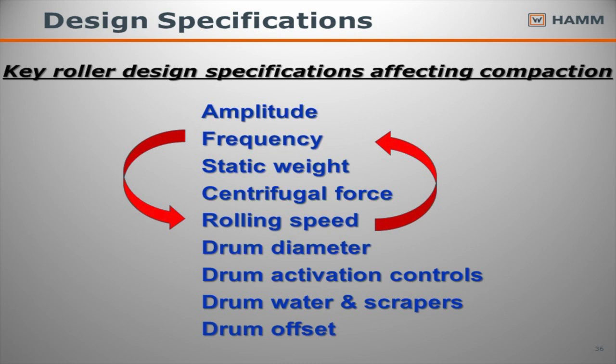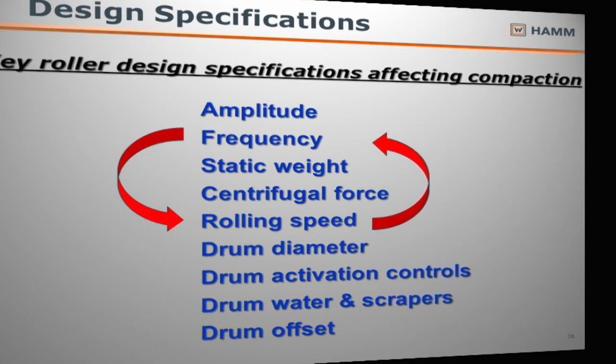Drum water and scrapers. Two most important things you will see and need on a roller. If you do not have a water system on a roller for asphalt, you will not be using it. I don't care how new or how old the machine is. Drum offset. A lot of manufacturers now are using hydraulic offsets. Probably the most underutilized function in a roller that gives you a lot of benefits that you can use.